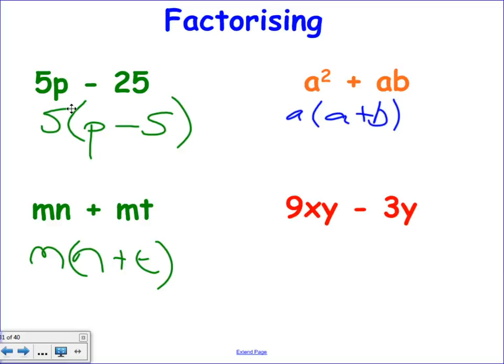3. The number and the y. Ah, brilliant. So 3 and y. So both of those two are common. What do I have to do to get from 3 to 9? 3. What do I get from y to xy? X. Good. Minus sign. I've got 3y. I want 3y. What do I multiply it by? Just 1. 3y times 1 is 3y. Okay? Have a go at those 4.